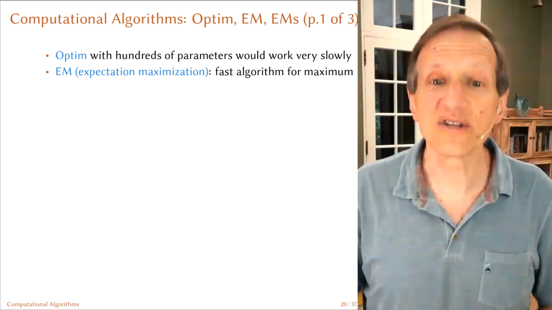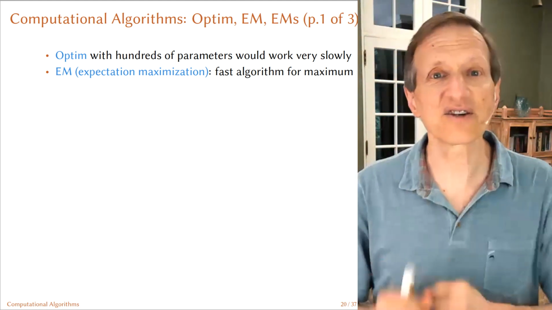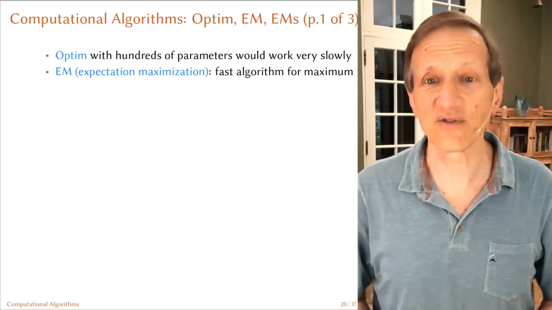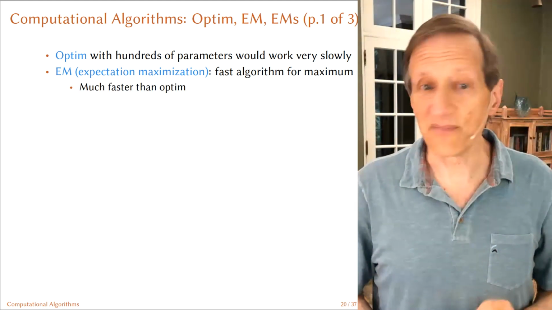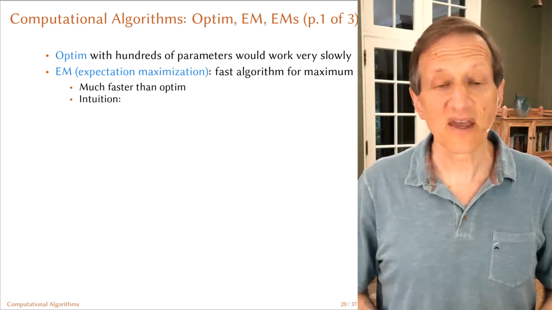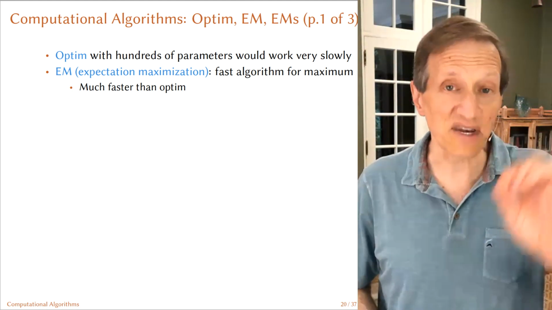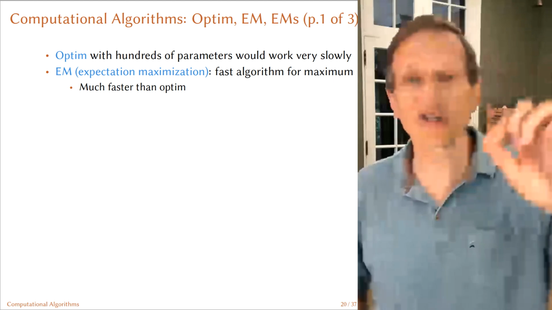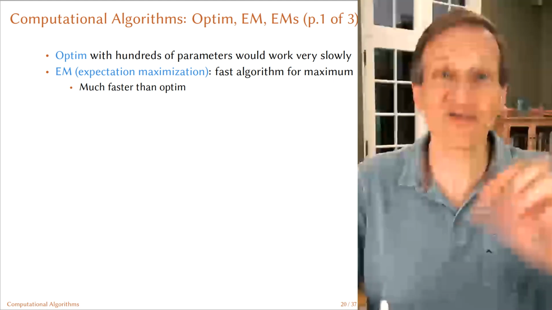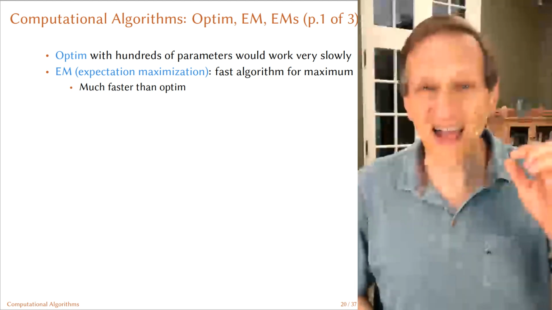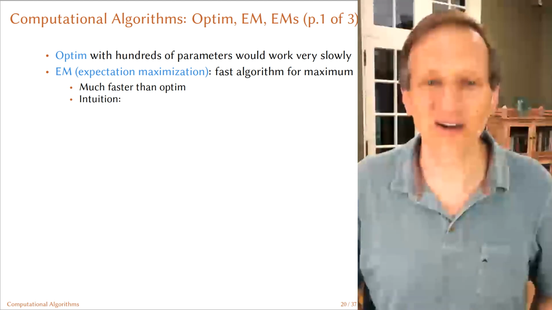There's an idea called EM, which stands for expectation maximization, which is a fast algorithm just for estimating the maximum. It's much faster than Optim. And the cool thing about it, by the way, is that on every iteration, it's known to increase the likelihood function. It may be slower than you want, but it's faster than Optim usually. And every step is a step in the right direction.